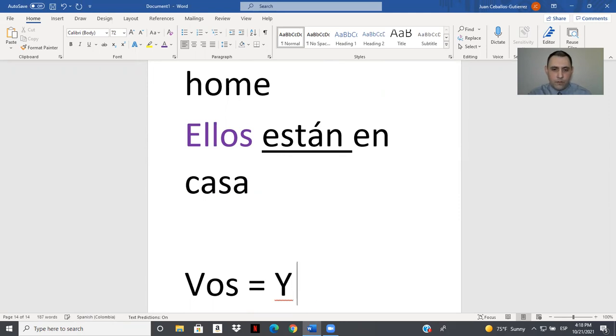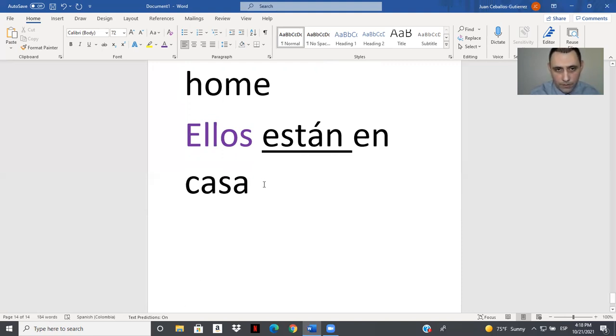So I'm not going to teach it right now because we don't need it at this moment. But that's it. That's what the subject pronoun is, and that's what a grammatical person is in Spanish.